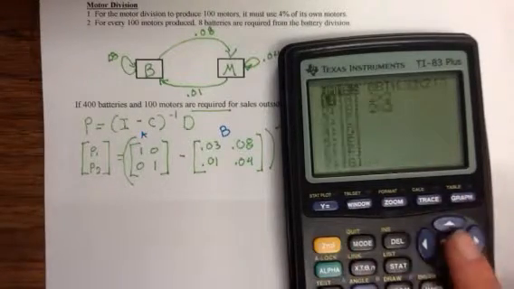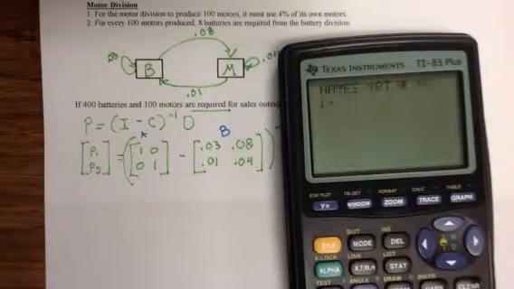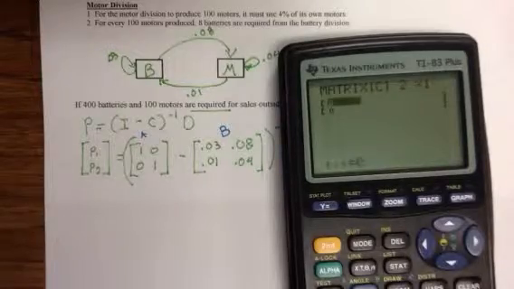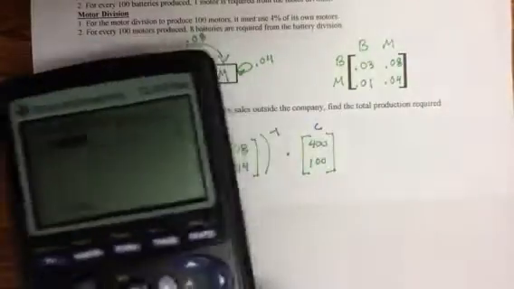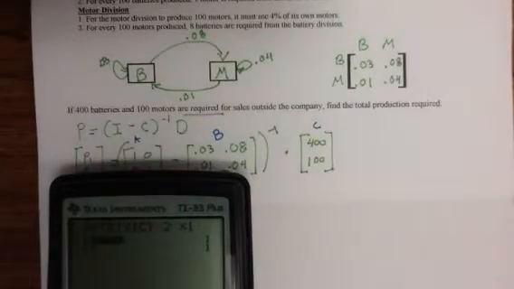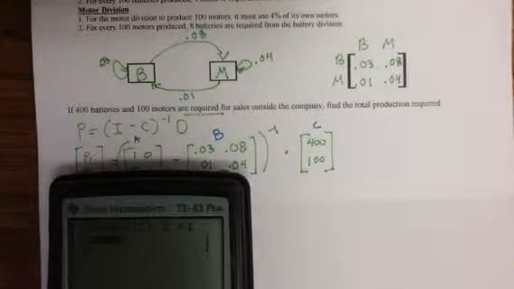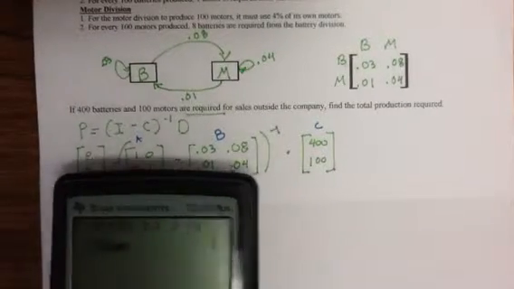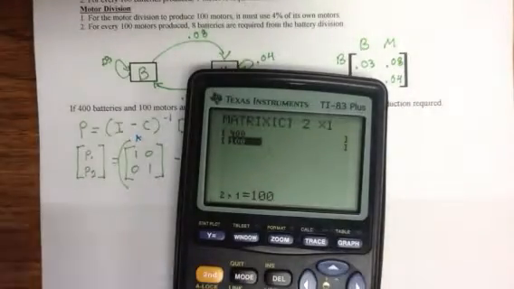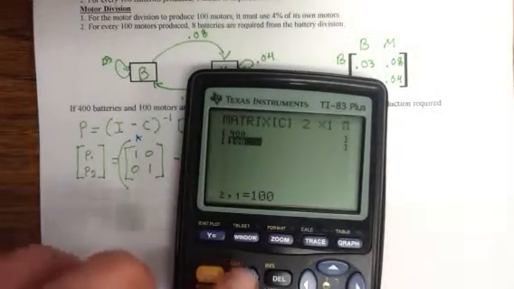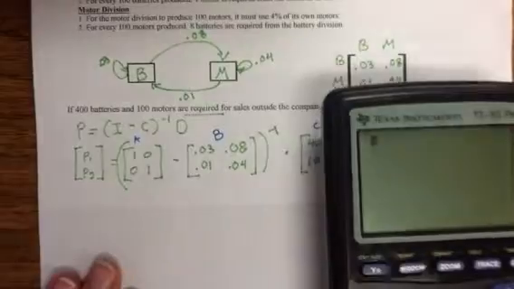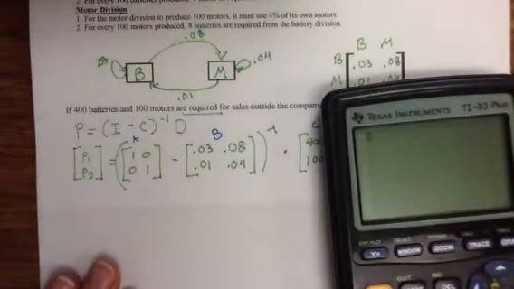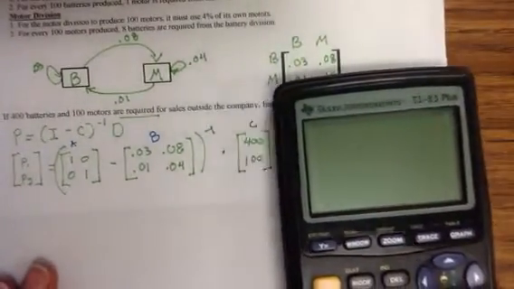And then lastly, matrix C is going to be a 2 by 1 that has my demands in it, which they told us was 400 and 100. So I've got that in there too. So now I'm going to go back out to the main screen, and I'm just going to punch this in exactly like it is on my page. I'm going to move it over here so you can see the calculator too.